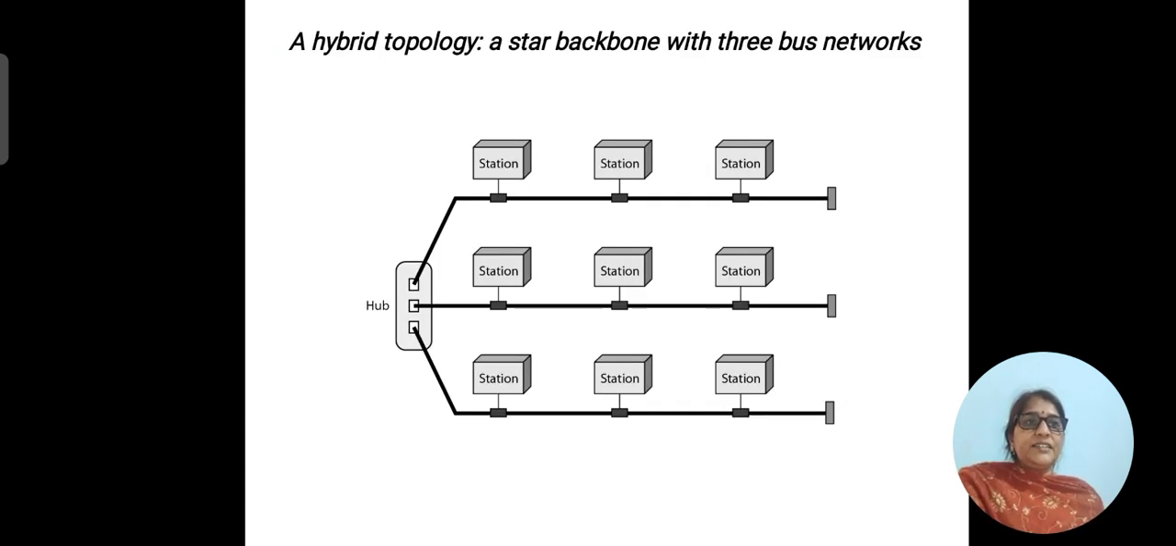So in the slide, as we have seen, the connection of hybrid topology, we are considering a hub to which we are using three cable lines, through which we are connecting three different stations by using one single cable line. So as we told, a network can be a hybrid.